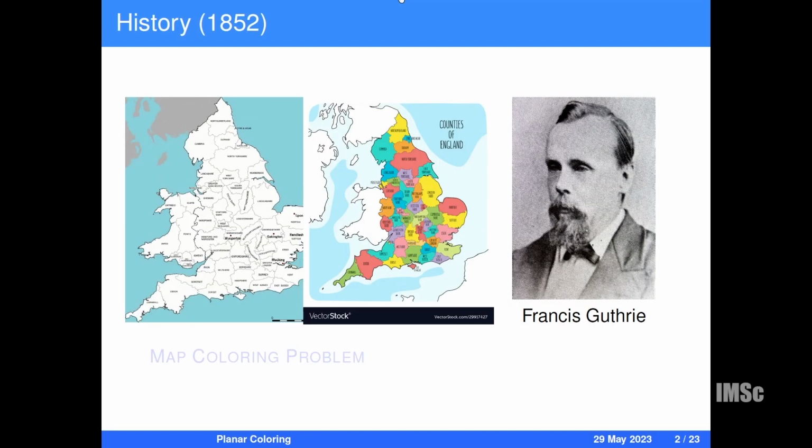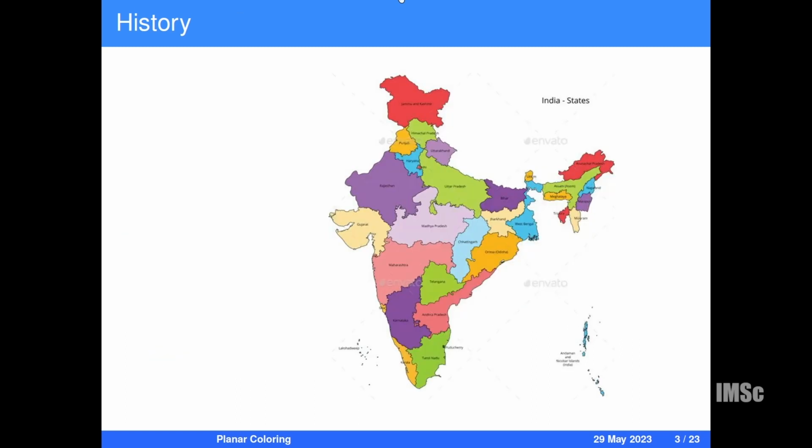It all started in 1852 when Francis Guthrie took out the map of England and started coloring the countries in such a way that no two regions which share a common boundary are given the same color. This problem is called the map coloring problem. Let's look at it with some examples.